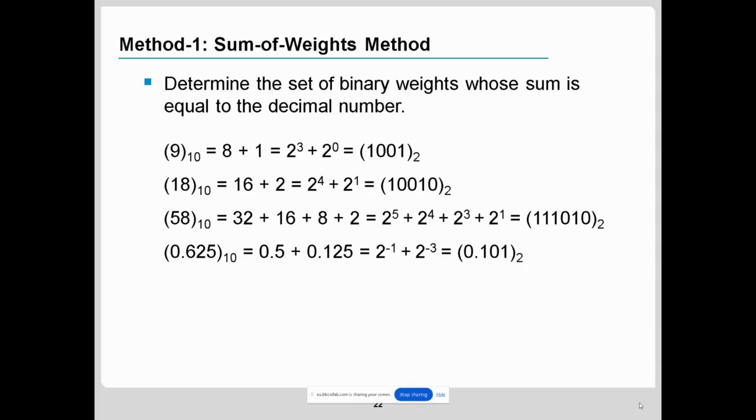Got it? 0.625. Now this is the decimal fraction, 0.625. For the fractional part, we have 2 to the power minus 1, then 2 to the power minus 2, then 2 to the power minus 3. 2 to the power minus 1 is equal to what? 0.5, then 0.25, then 0.125. I want to divide this 0.625, so I can write it as 0.5 plus what? Plus 0.125. 0.5 is 1.